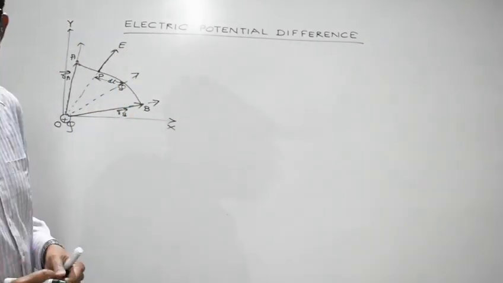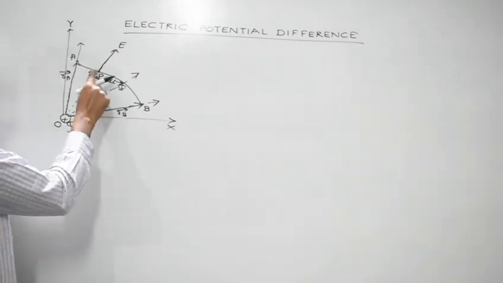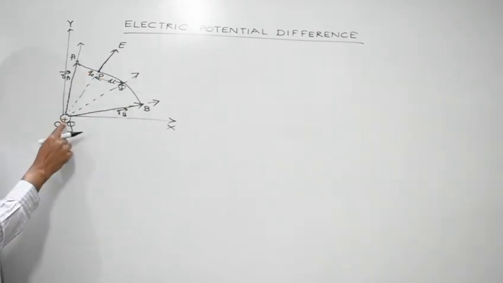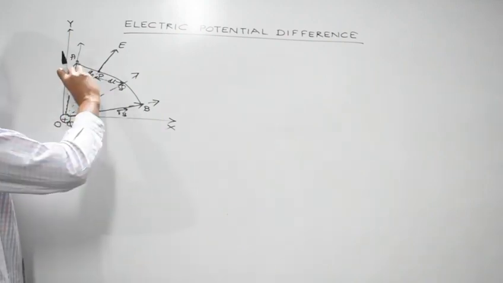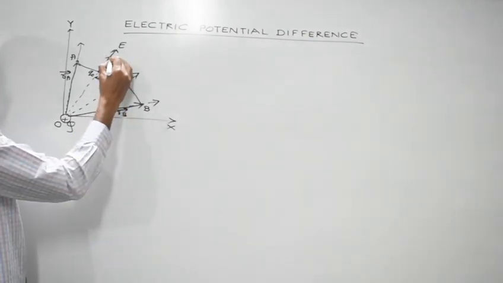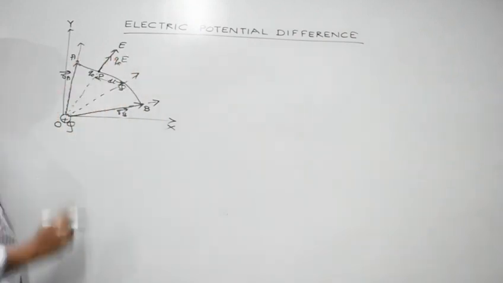Now let us consider a point charge Q0 to be placed at point P. This is a test charge. This positive test charge, under the influence of this positive source charge, will experience an electric force in the away direction, that is along the direction of the electric field, and that electric force would be Q0 E.